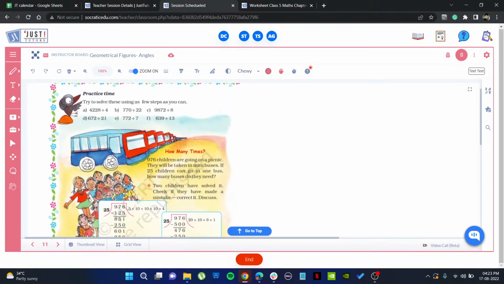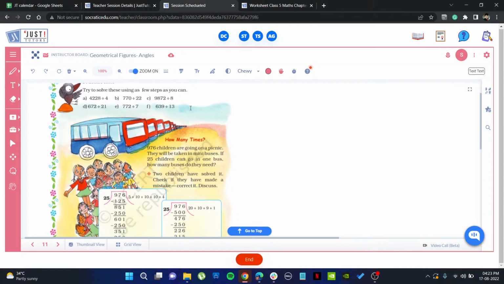Okay, so here comes our practice time. So let's have some practice. Here it says try to solve these using as few steps as you can. So it means that we have to use few steps in solving these given questions. Okay, so let's do it together.